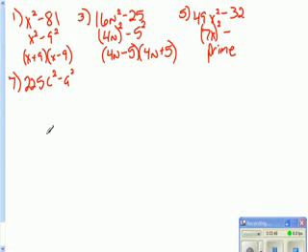And if you don't know them, a good way to do some of these is on the side of your paper, write them out. 1 times 1 is 1. 2 times 2 is 4. 3 times 3 is 9. 4 times 4 is 16. 5 times 5 is 25. Write them all the way down.